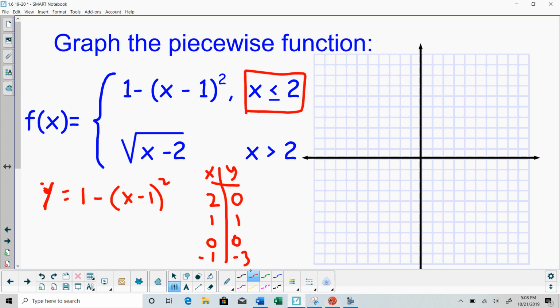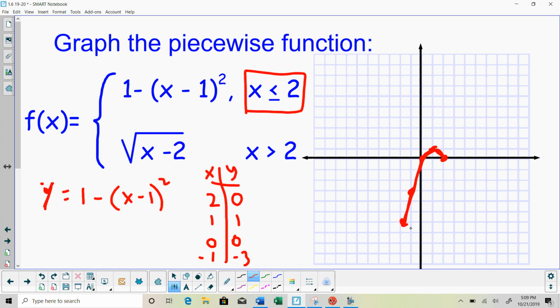So let's go ahead and plot these. So I've got 2, 0, 1, 1, 0, 0, and -1, -3. This is part of a parabola that's opening like this. All right, that's as much as we can see of this parabola.